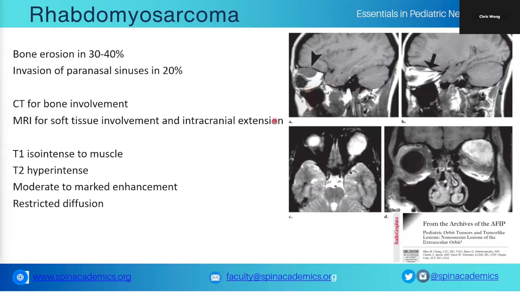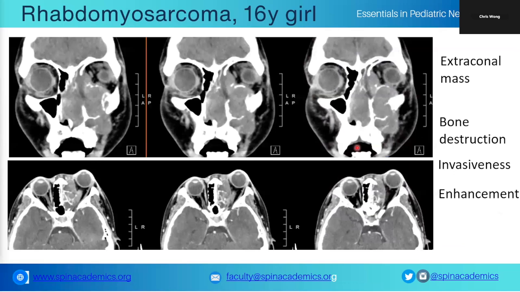So in this patient, you can see the lesion is located in the extraconal space here. For the tissue characterization, it is isointense to muscle on T1 weighted sequence and high signal on T2 weighted sequence. It shows moderate to marked enhancement, and the lesion will show restricted diffusion. So this is a high T2 signal lesion here. So this is a patient with rhabdomyosarcoma.